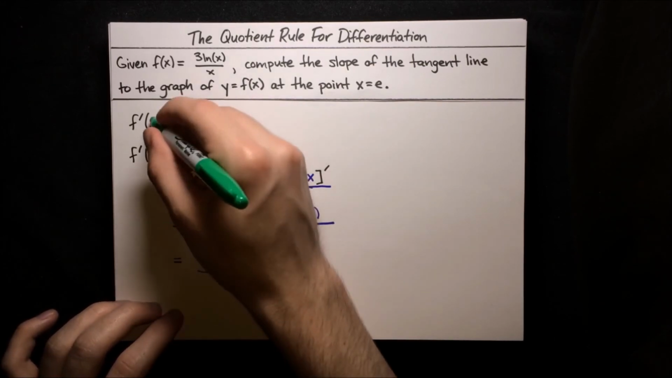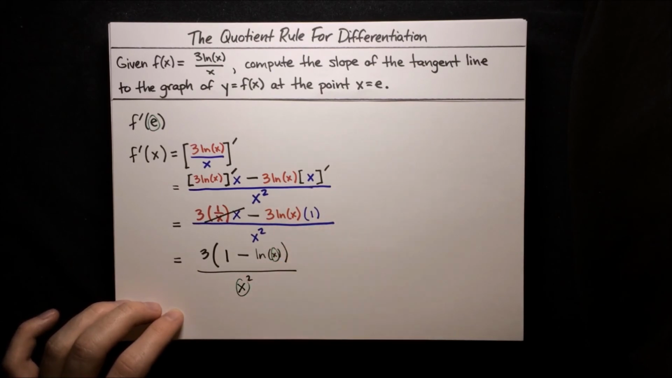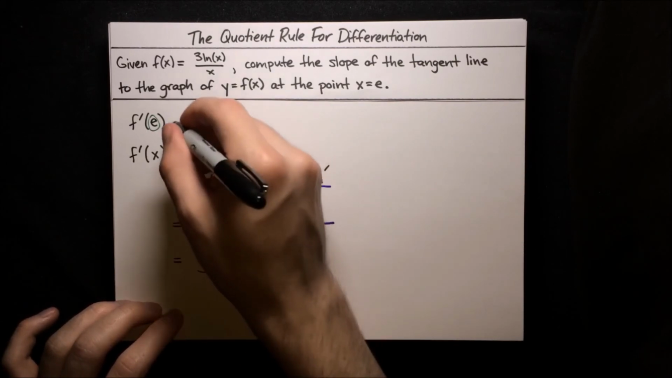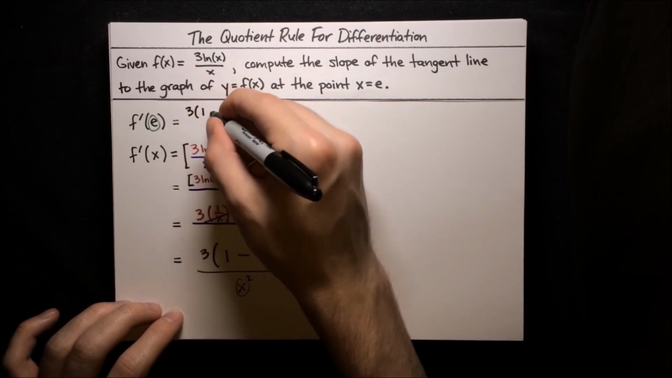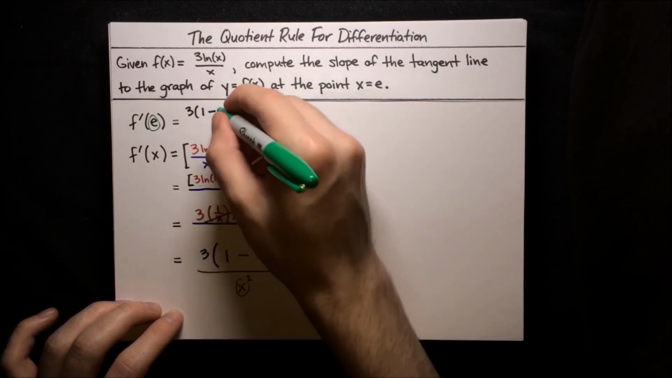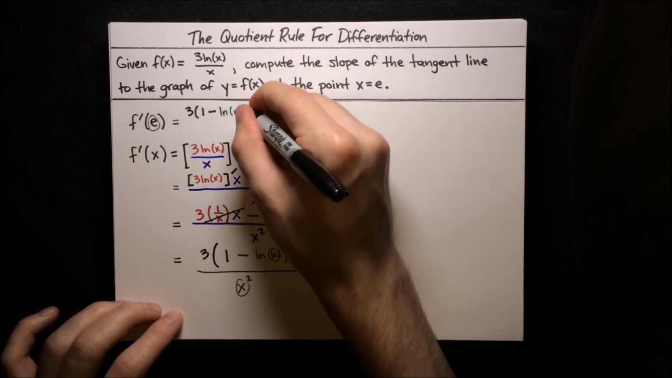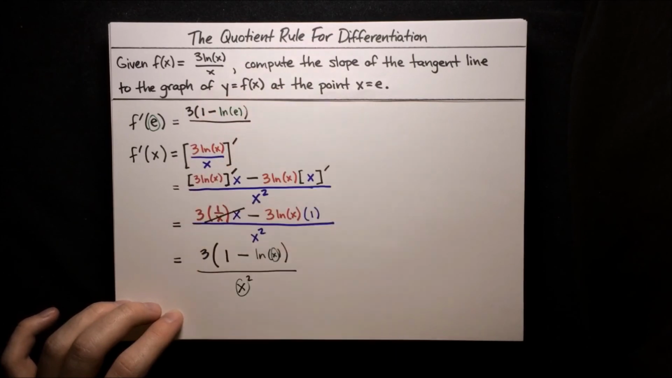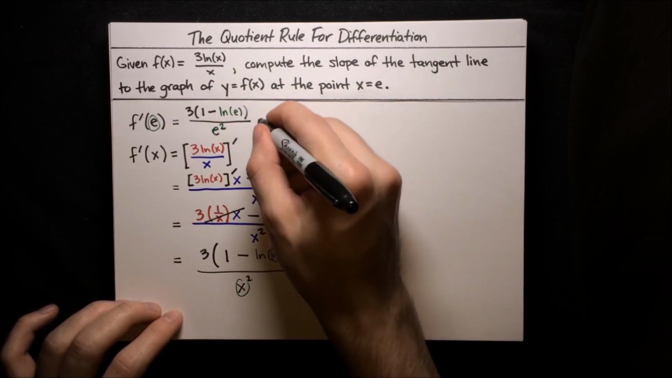So now it's time to go ahead and substitute e wherever x is. We'll go ahead and compute the derivative evaluated at e. So let's go ahead and write that down. So that's 3 times 1 minus natural log of e, and that divided by e squared. And what does this simplify to?